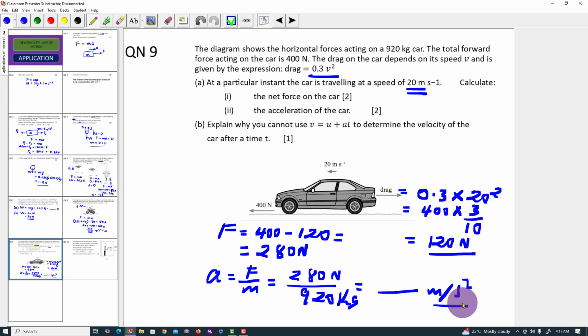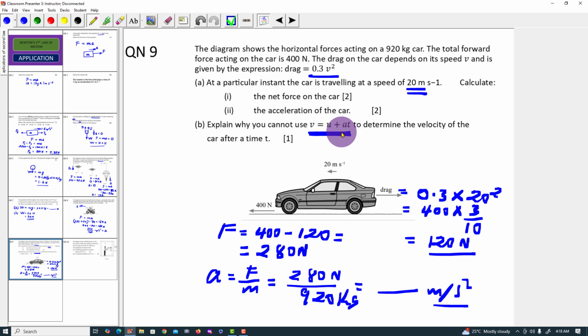Okay, let's look at part B. Explain why you cannot use the equation v is equals to u plus at to determine the velocity of the car after time t. We cannot use this equation because we have to remember that this kinematics equation is used where the acceleration of the car is uniform. That's why they are called equations of uniformly accelerated motion. So you cannot use these because we can see that the acceleration of this car is changing.